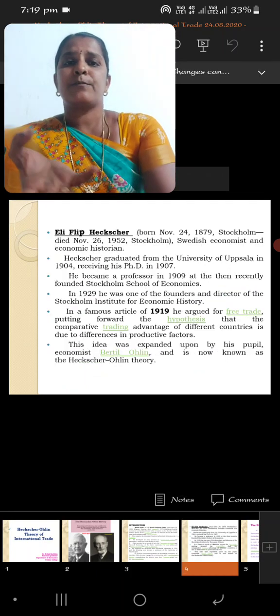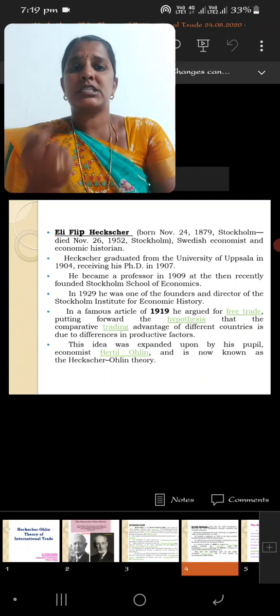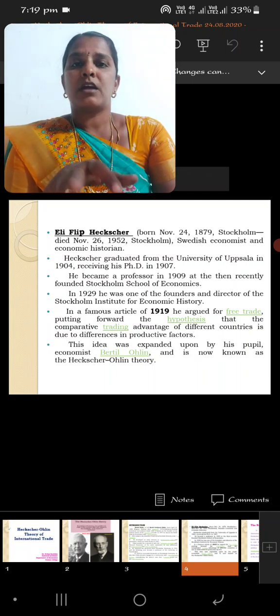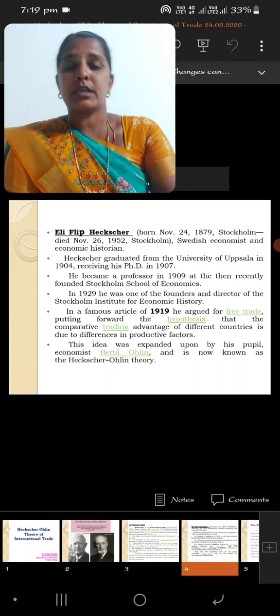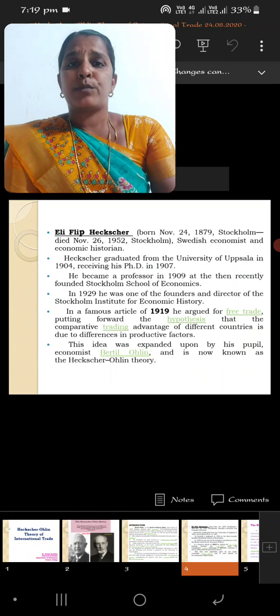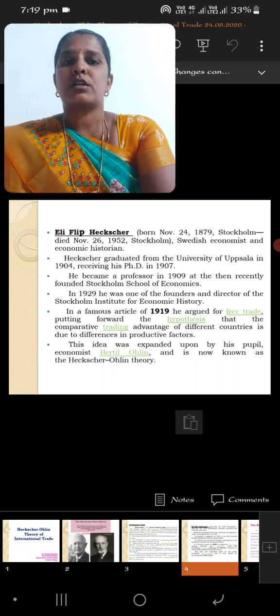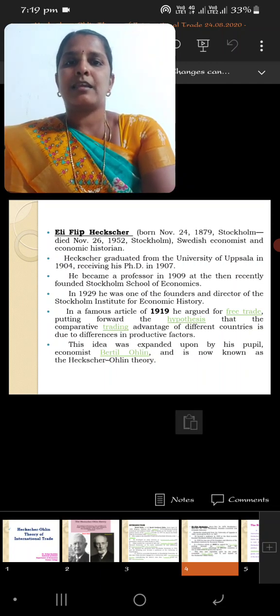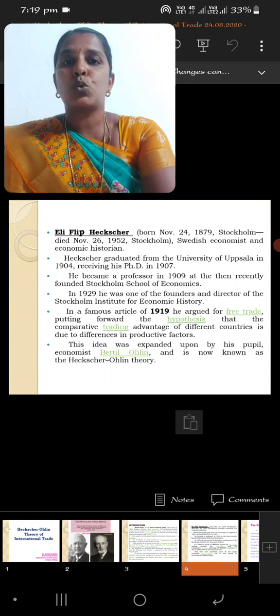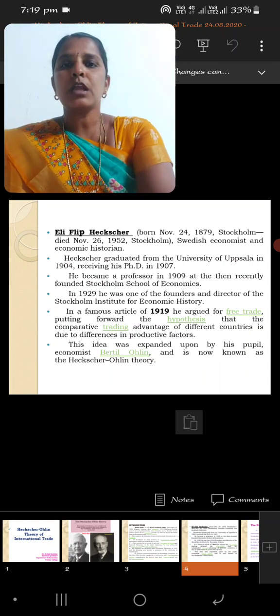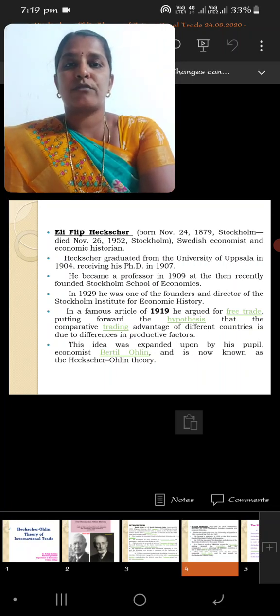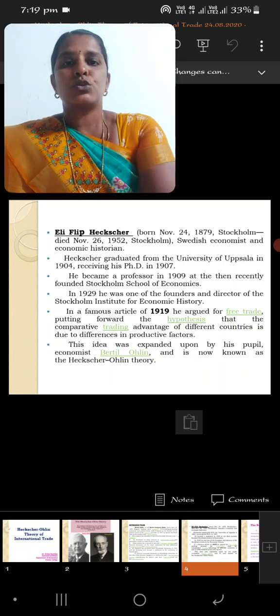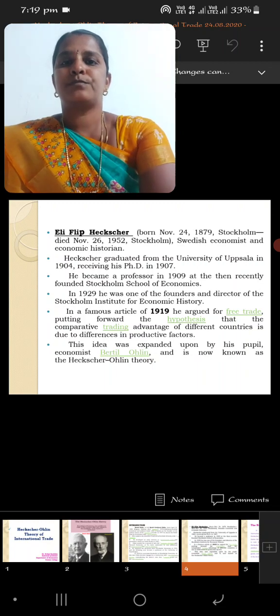Heckscher was born in 1879 and died on November 26, 1952. He is also a Swedish economist and an economic historian. He became a professor in the year 1909. He founded the Stockholm School of Economics. In 1929, he was the founder and director of the Institute for Economic History.